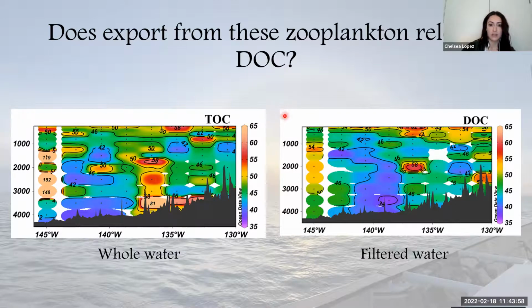So main point, it appears that the export from higher phytoplankton levels and higher gelatinous zooplankton levels is releasing DOC even in the great water column, even at these great depths. And it seems to be within relatively quick time scales, so we're talking days to weeks.